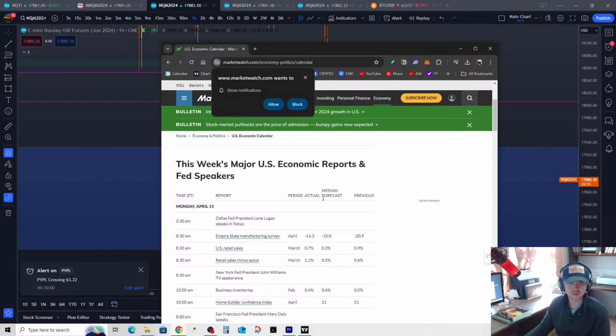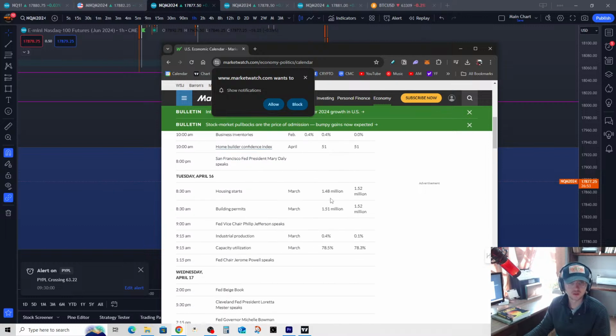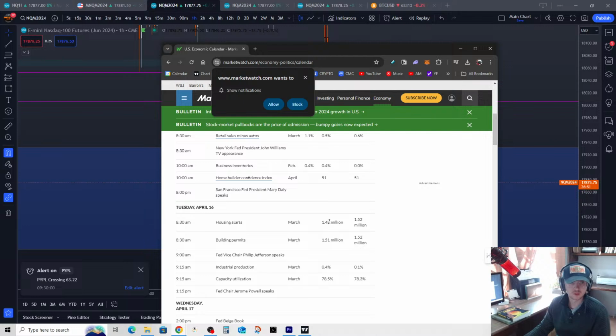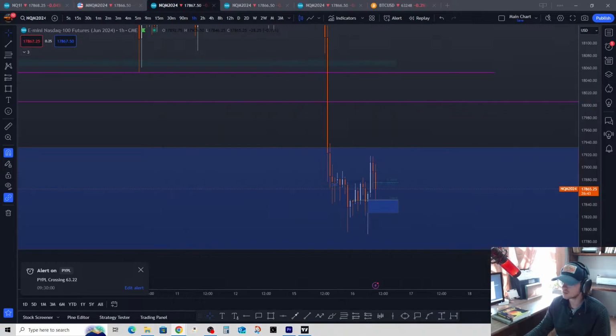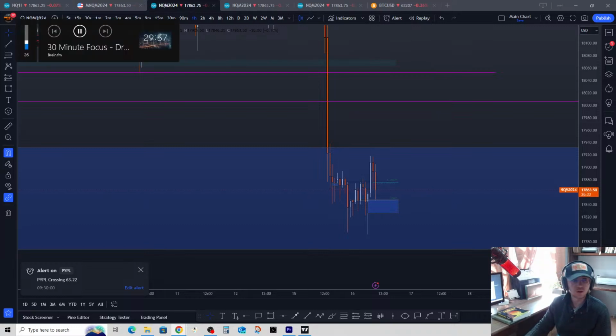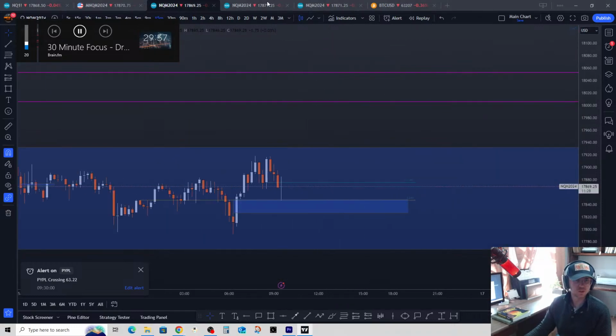Previous median forecast. Okay. Here we go. Yeah, we had these numbers already come out today. And then we have Powell speaking later. I knew that. So we're going to be paying attention to Powell speaking later. So we can't really push too much on what's going to happen here with the news today. So what happens in the market today is what happens, you know.